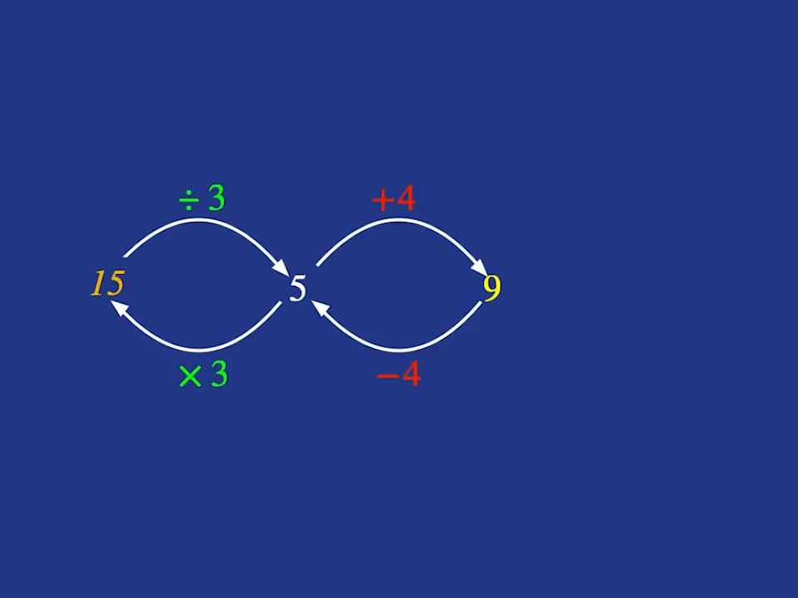Check that it's right. 15 divided by 3 does give me 5, plus 4 does give me 9. So simply starting at the 9 and doing the inverse operations one at a time gets me back to the number I start with. I know that it's 15 that when I input will give me the output of 9.